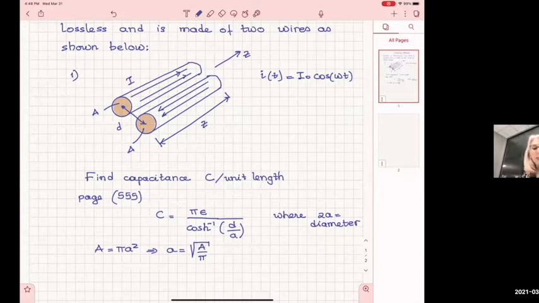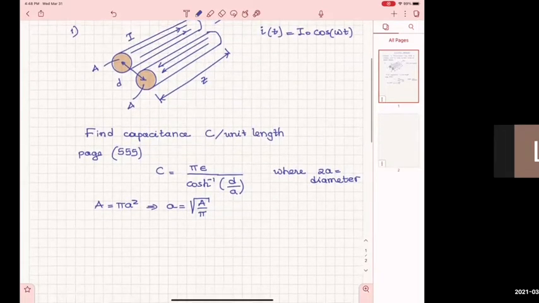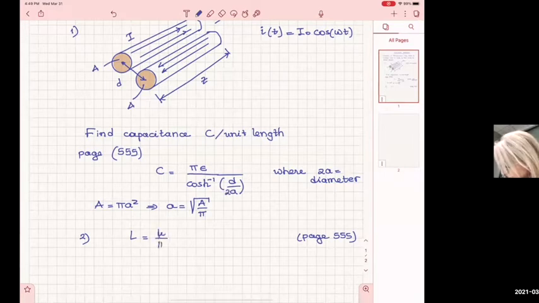And then what else does it say? And then it also wants the inductance per unit length. Okay. And then the inductance per unit length, according to the book, is mu over pi, and then hyperbolic cosine inverse of D over 2A.